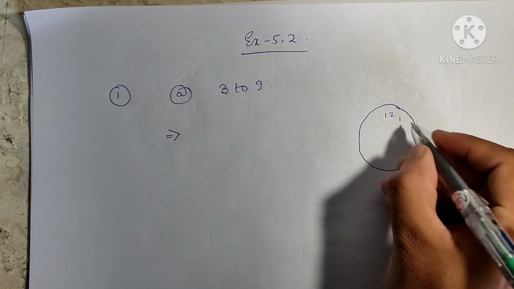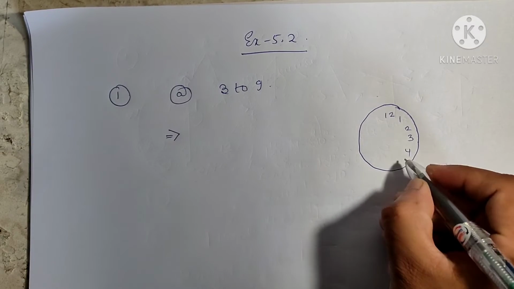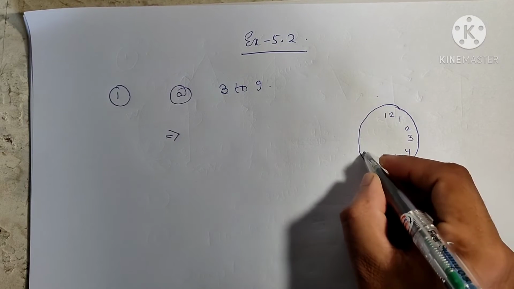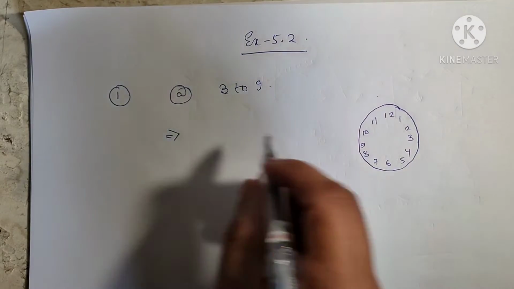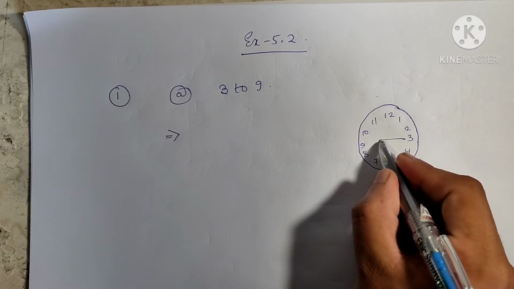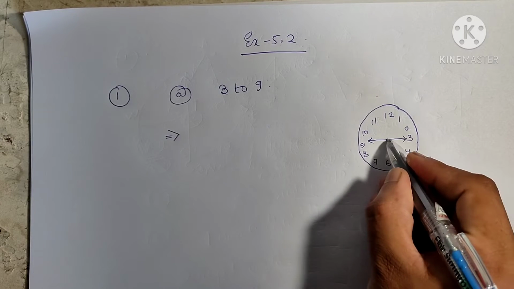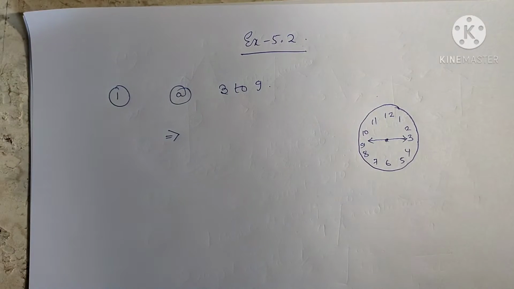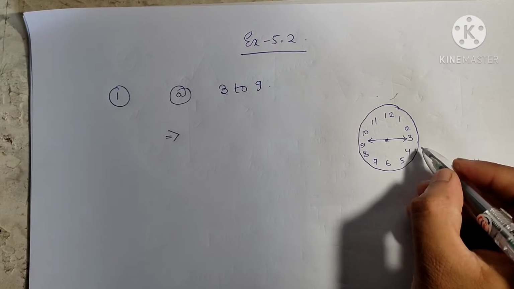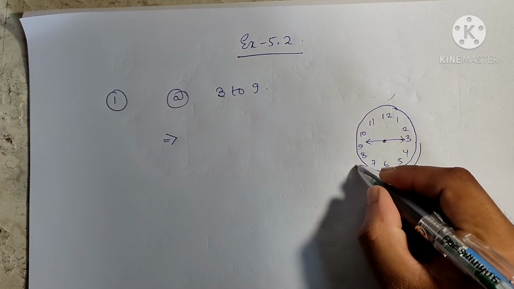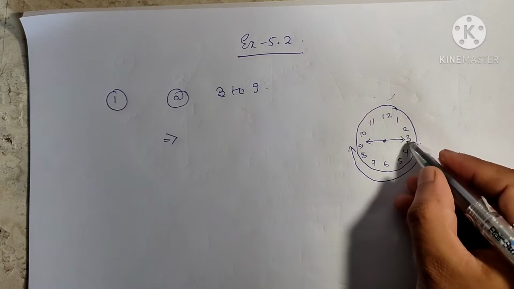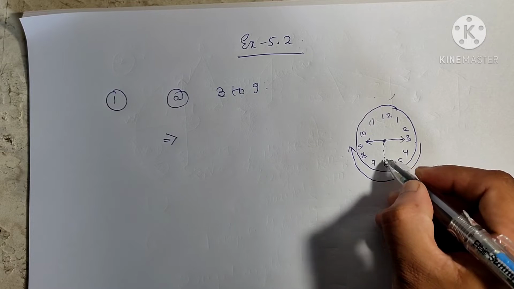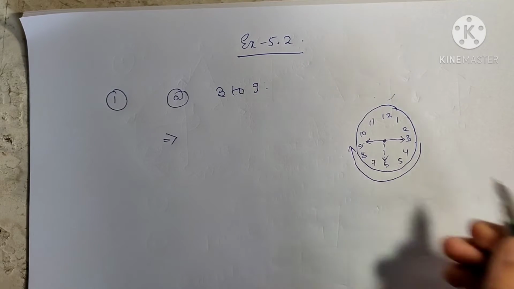You know 12 is here, 1 2 3 4 5 6 7 8 9 10 11. So in this way the clock is moving from 3 to 9. Okay, 3 to 9. Now see how many right angles are here between 3 to 9. That means in the clockwise direction, how many right angles are here? 2, isn't it? 3 to 6 will be the first one, and 6 to 9 will be the second one.